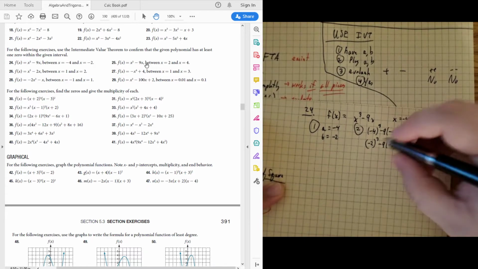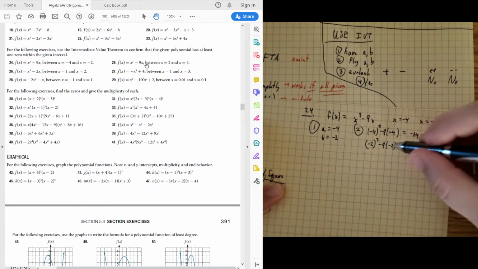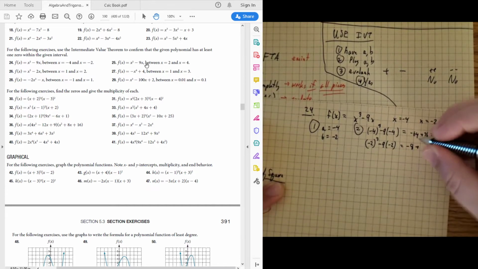So let's try it. Negative 2 cubed is negative 8. Negative 9 times negative 2. Negative to the negative is going to make it positive. 2 times 9 is 18. We need to get positive 10.